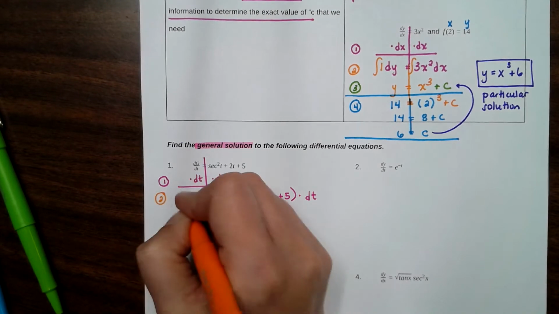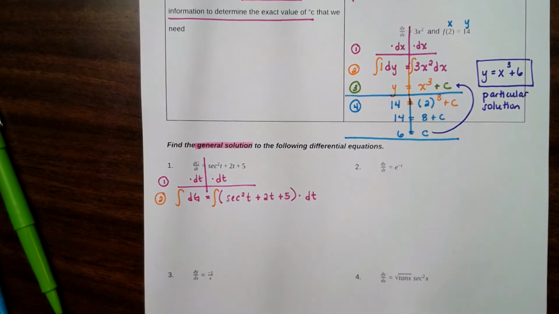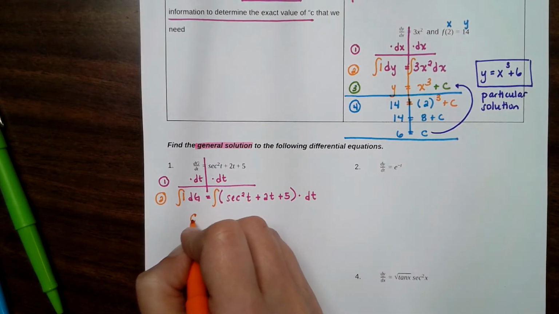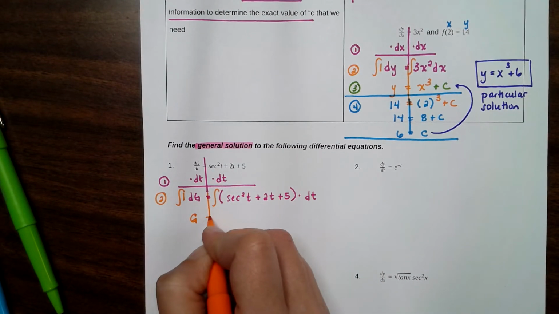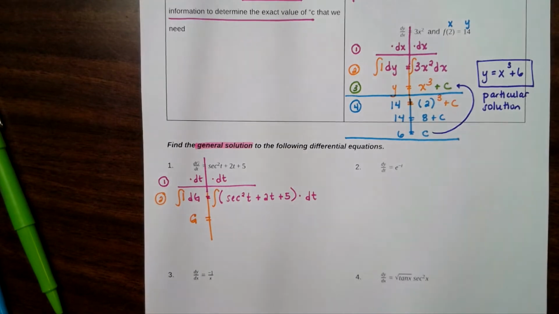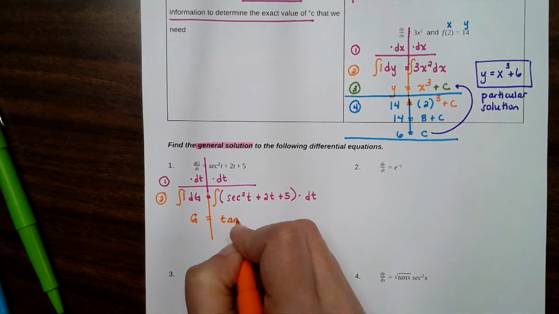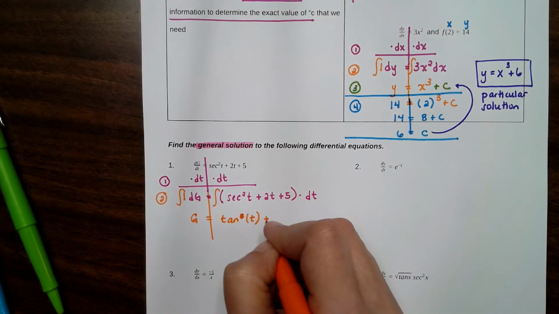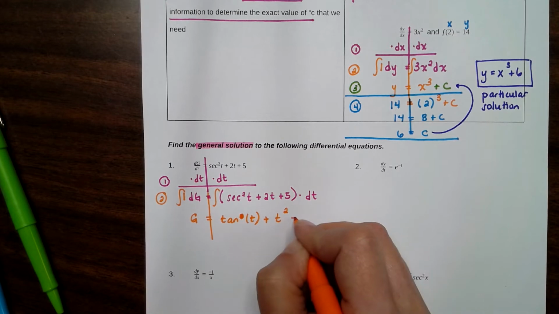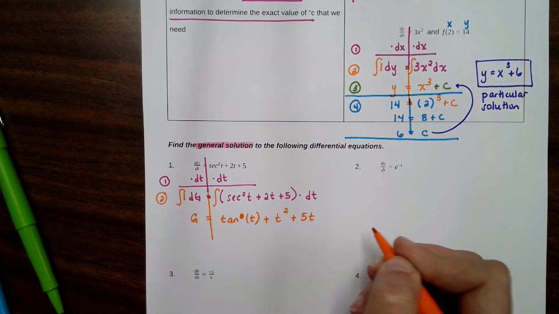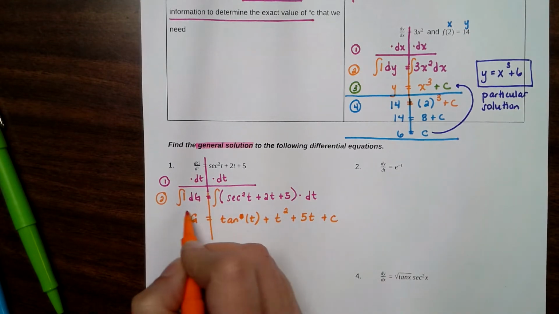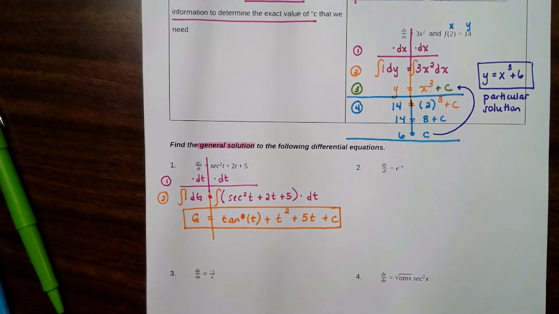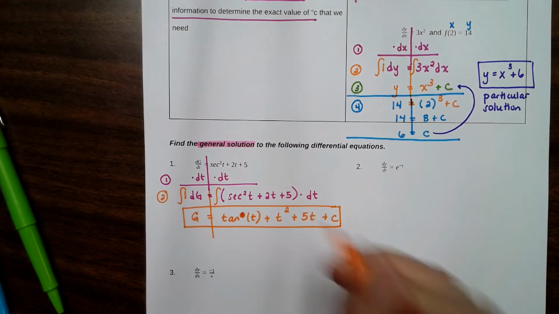Now I'm going to integrate on both sides because to undo a derivative, you do an integral. I would put a 1 here because there's always an invisible 1, which means the antiderivative would just be g equals, and now I have to do antiderivatives. The antiderivative of secant squared would just be tangent of t. Sorry, just tangent, not tangent squared. Plus the antiderivative of 2t would be t squared, plus the antiderivative of 5 would be 5t, and then I would put a plus c. And this, my friends, would be the general solution to this differential equation because I don't have enough information to go any further. I can't find my c.